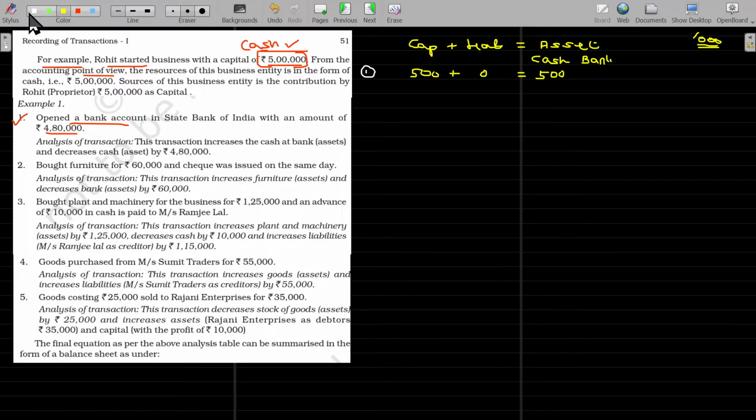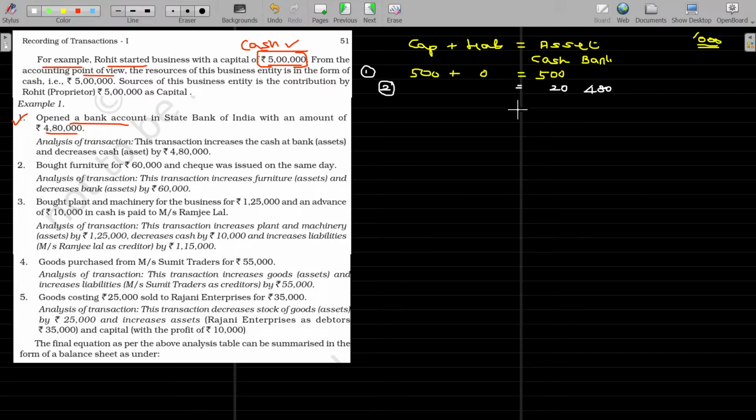Bank. Because of the second transaction, I deposit 480,000 rupees into the bank. Bank balance now shows 480. What happens in your cash box? In your cash box, that amount could have been subtracted. Now your cash box will have only 20.